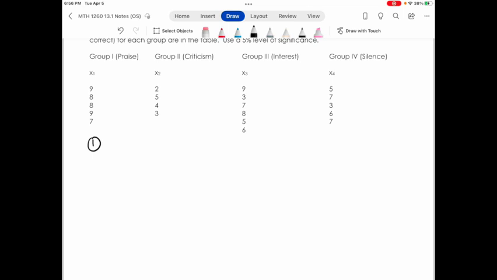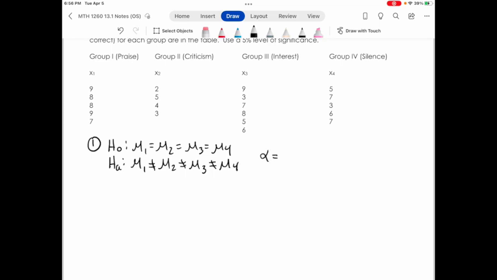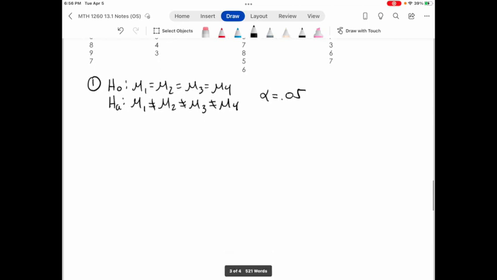Okay, so in step 1, we're clearly using ANOVA because we have 4 groups here. So we're going to set up our null and alternative hypothesis. Since we have 4 groups, I'm going to set it up as mu1 is equal to mu2 is equal to mu3, which is equal to mu4. For the alternative hypothesis, we just want to find that at least one of those is not equal, so we're going to set it up like this. And our level of significance is 0.05.